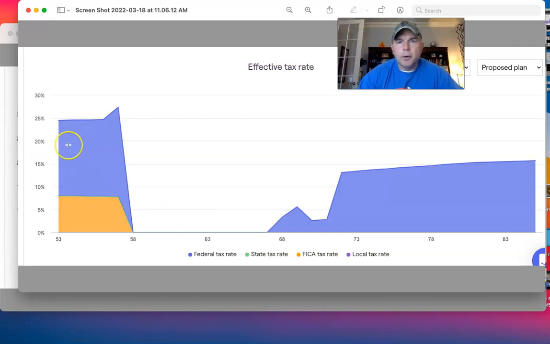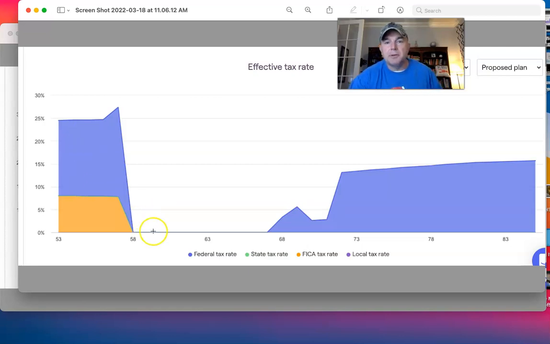Don't do Roth conversions here. That's pretty obvious, right? It's the highest effective tax rate you're ever going to be in again. And the reason is because you have the FICA. The FICA is costing you 7.65%. So don't do Roth conversions here.